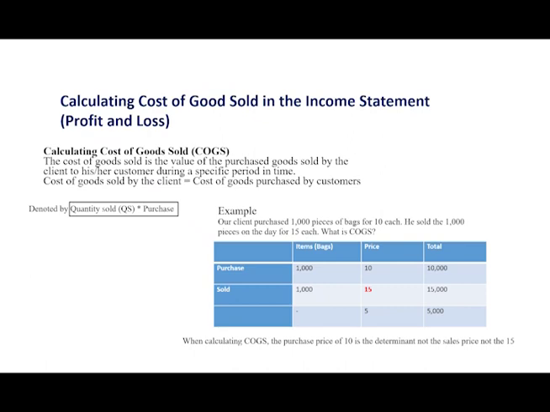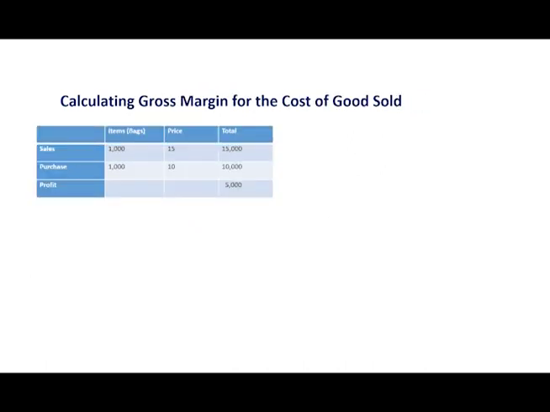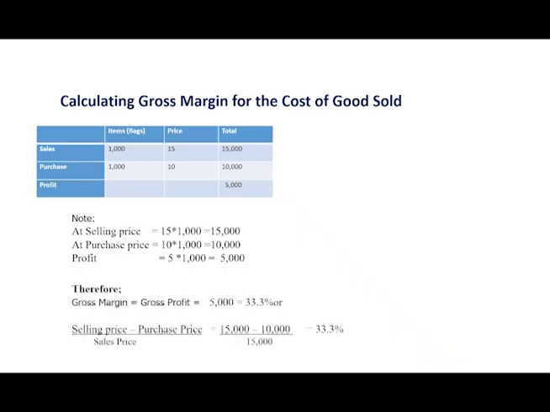Note that calculating cost of goods can be way more complicated when you have more than one product. At such a point, we take cognizance of calculating the gross margin for the cost of goods sold. Calculating gross margin for multiple products when analyzing cost of goods sold, still using the example above: selling price equals 15 multiplied by 1,000 equals 15,000, purchase price equals 10 multiplied by 1,000 equals 10,000, profit equals 5,000.